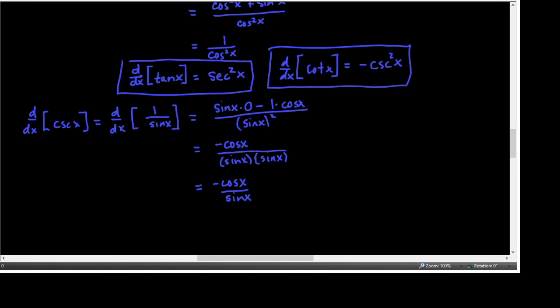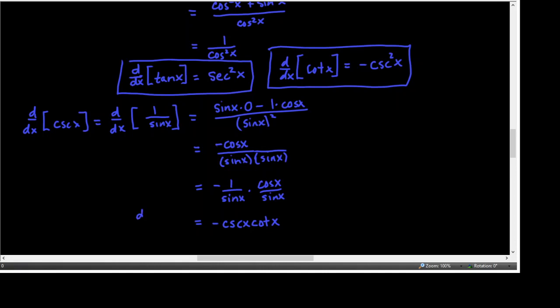Oh, that's not the order I want to do it in, sorry. I want it to look like what you're going to see here in a minute. So I could rewrite that as negative 1 over sine of x times cosine of x over the other sine of x. And using identities from pre-calculus, that's negative cosecant x times cotangent x.